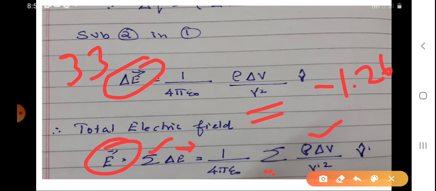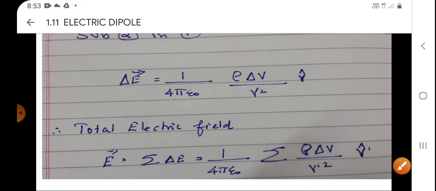In the book they have used R dash square. That's just to distinguish. You can even put R also. No problem. So summation over rho into delta V by R dash square into R cap. You note that this rho, R dash and R dash cap all can vary from point to point. How will it vary from point to point?